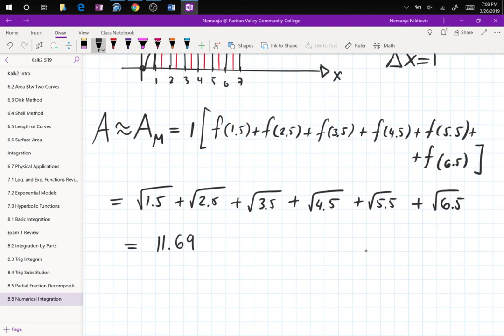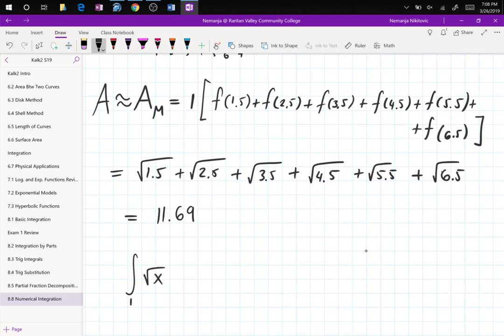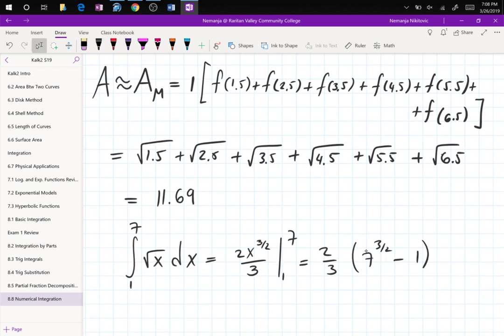Now, let's calculate the integral because we can. Integral of square root of x from 1 to 7 dx. We know that integration for root x is going to be x to the 3/2 over 3/2 computed from 1 to 7. So we have 2/3 times 7 to the 3/2 minus 1 to the 3/2, which is just 1. So what do we get here? Seven raised to the 3/2 minus 1, times 2/3, 2 divided by 3, 11.68.